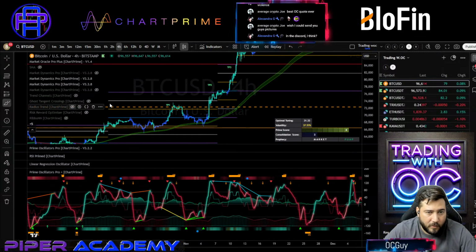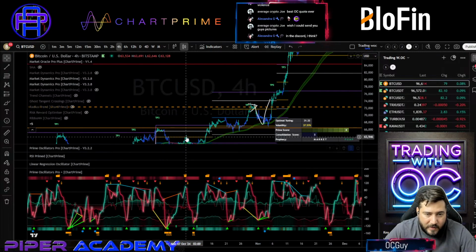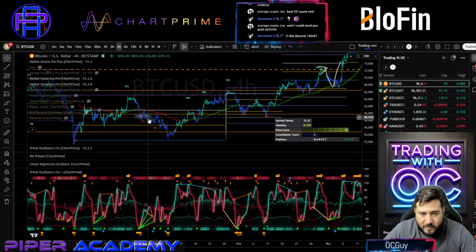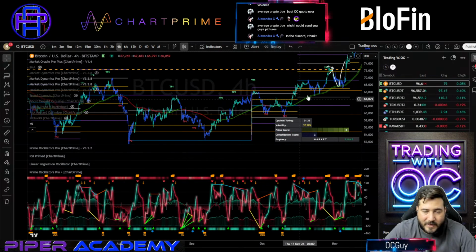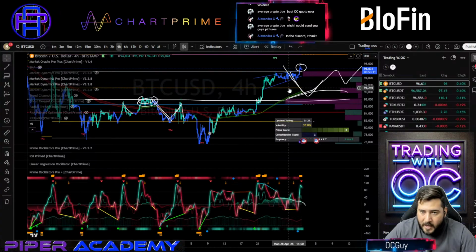Yep, for example, right here, those wedges break to the downside and then a movement to the upside, right? Another wedge, break to the downside and movement to the upside. Wedge at the top, right? Break to the downside. Oh, too much of a break to the downside and then move to the upside. So as you can see, they usually are reversal signals, right?